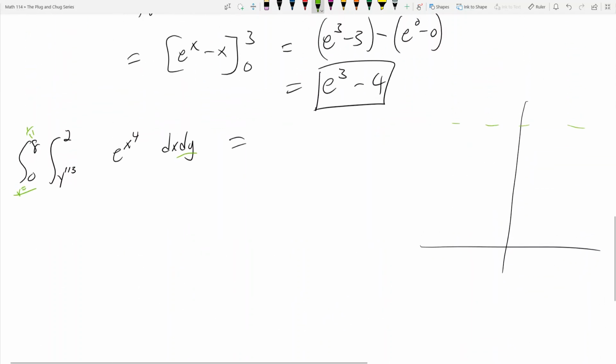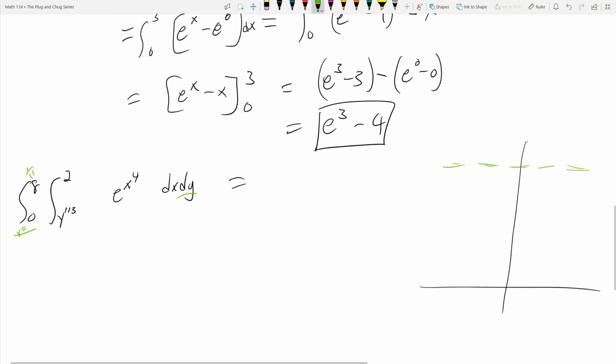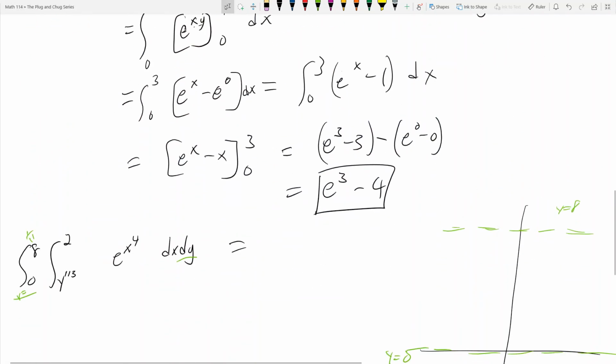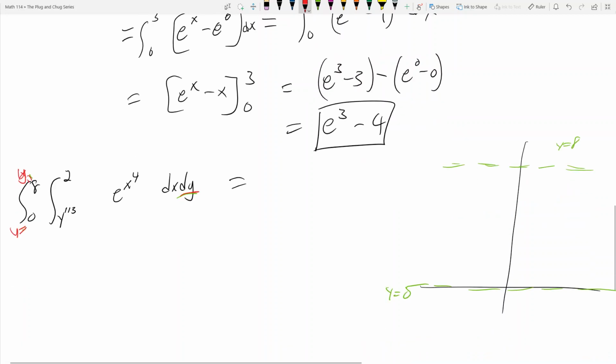Y is equal to 8, and I got y is equal to 0. And I switched up the colors. Y is equal to 8 in red, and y is equal to 0 in red. So y was red, so just forgive me. Okay? Cool. Y is equal to 8. Y is equal to 0.